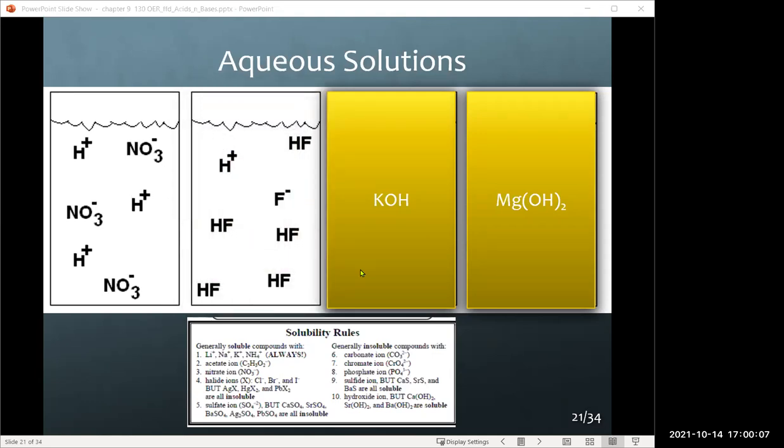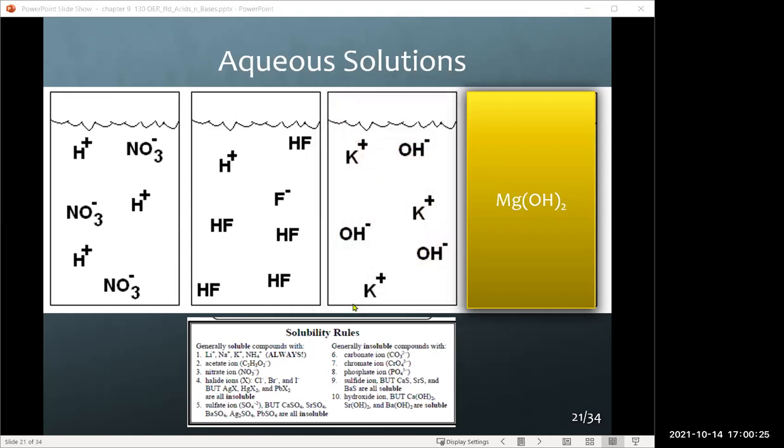HF was weak, okay, so we show at least one pair of ions, one proton, one fluoride, and for the rest we can show 3 or 4 HF combined, not separated. Okay, that depicts a weak acid. Potassium hydroxide is strong, and so again we can put 3 or 4 pairs of the corresponding ions.